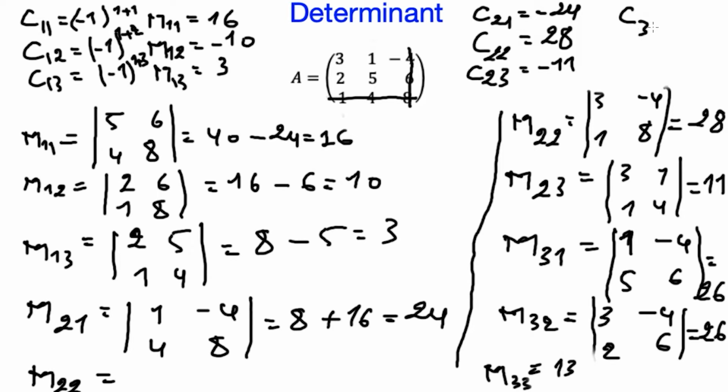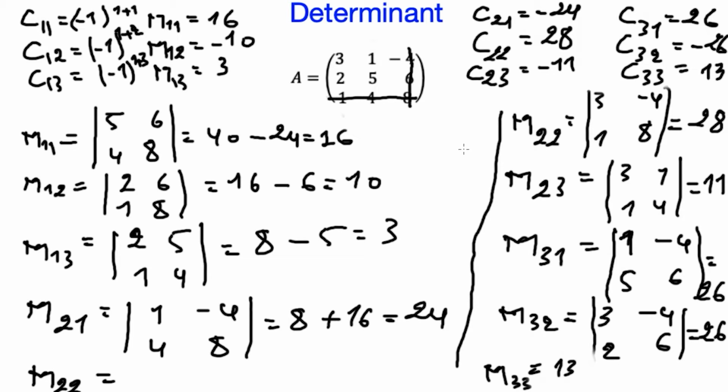And C31 will be equals 3 plus 1 is 4, so minus 1 power 4 is 1, so it will be M31, which is 26. And C32, which is equals 3 plus 2 is 5, so minus 1 power 5 is minus 1, times 26, so it will be minus 26. And C33, which is 3 plus 3 is 6, so it will be minus 1 power 6 is 1, and we will have this 13 here.